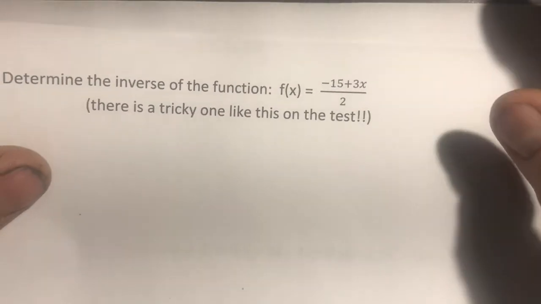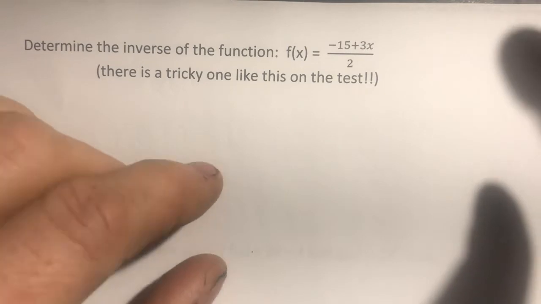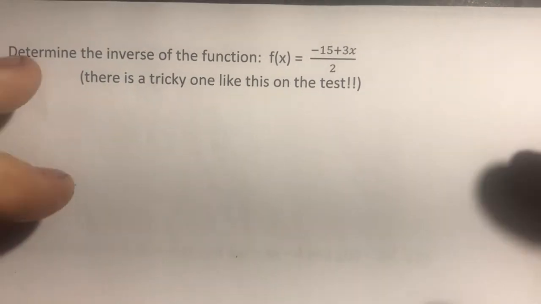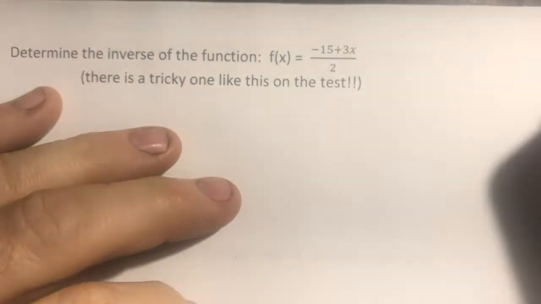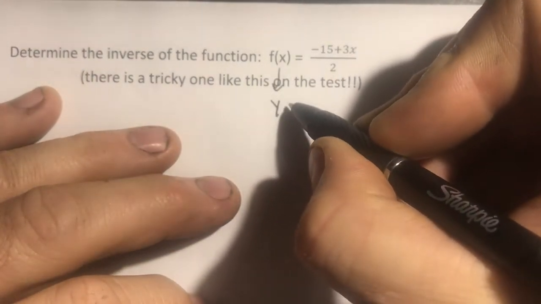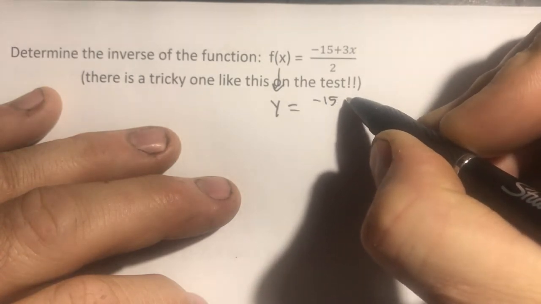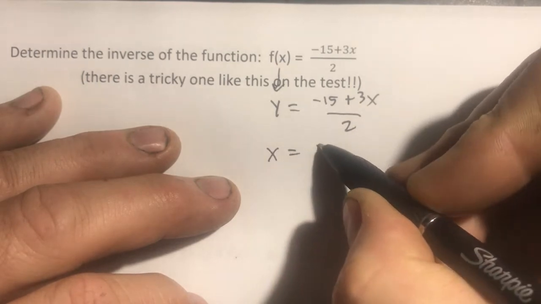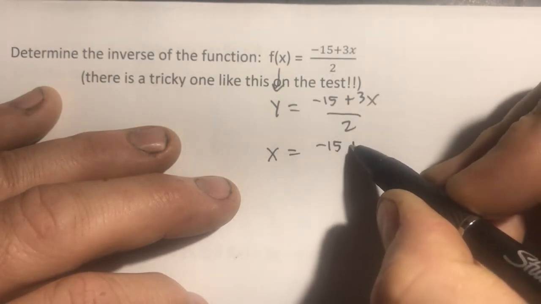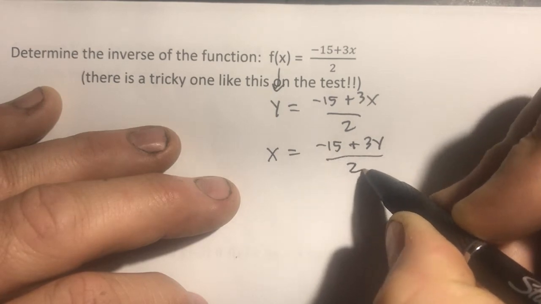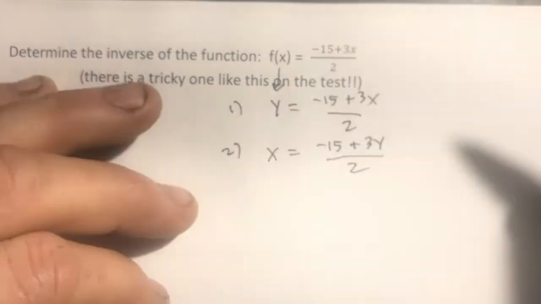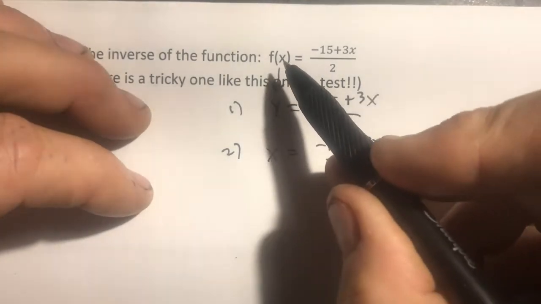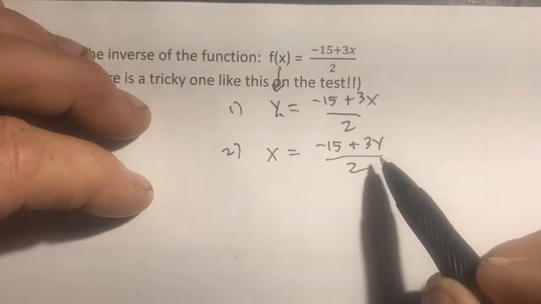Okay. Now let's go back to this one here. Determine the inverse of this function. Now there is one like this on the test. It's a little tricky. Okay, there's a little tricky aspect to it. So first I'm going to change this to y. And then I'm going to swap x and y. Okay, so here's step 1, step 2. So these first 2 steps, I change this to y, and then I swap the x and y.